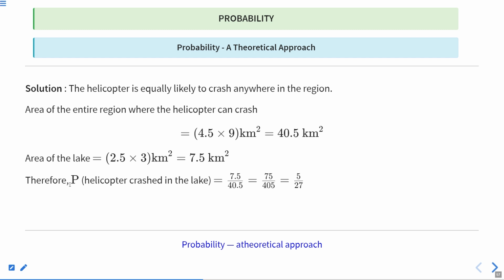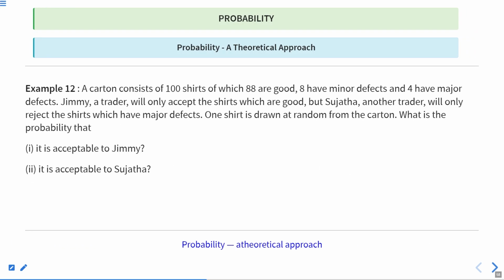And therefore the probability of helicopter crash in the lake is equal to 7.5 divided by 40.5, which is equal to 75 by 405, and this is equal to 5 by 27. So the probability of helicopter crash in the lake is equal to 5 by 27. Okay, and let us see the next example.